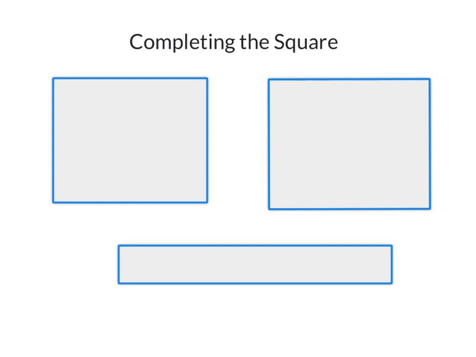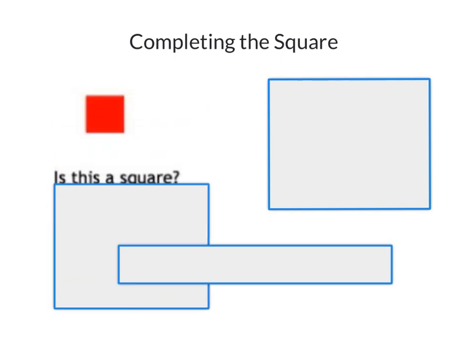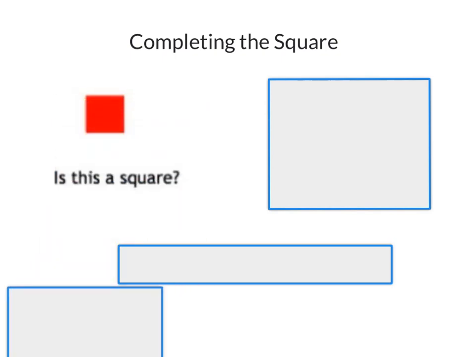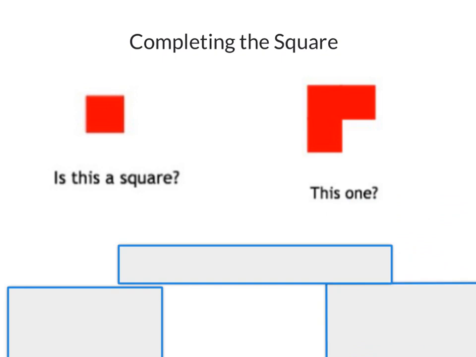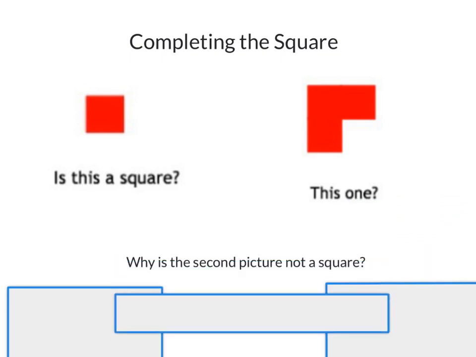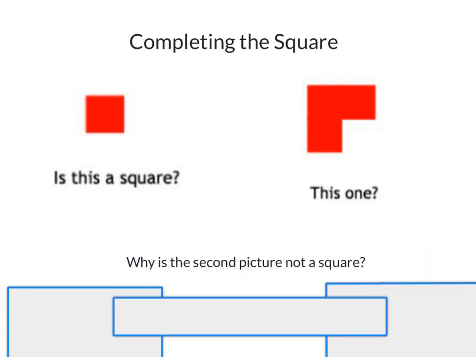Today we're going to learn how to complete the square. Is this picture a square? What about this one? Okay. What makes the first picture square and why is the second picture not a square?